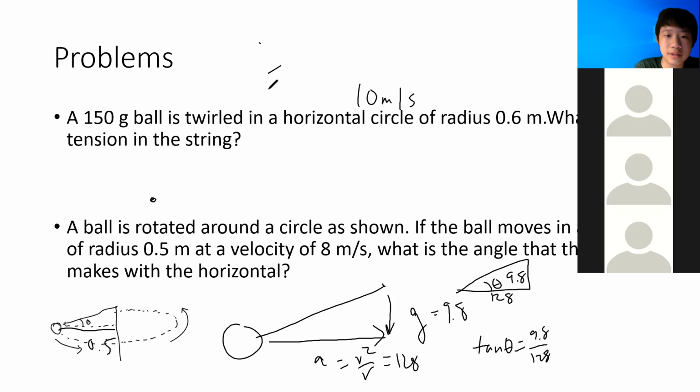Okay? So theta equals tan inverse, not negative tan, tan inverse of 9.8 over 128. What would that be? 4.4 degrees. Right here. Okay, are there any questions?